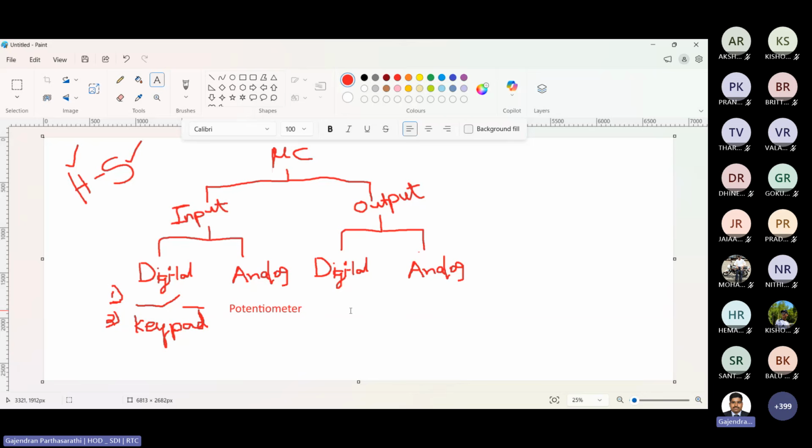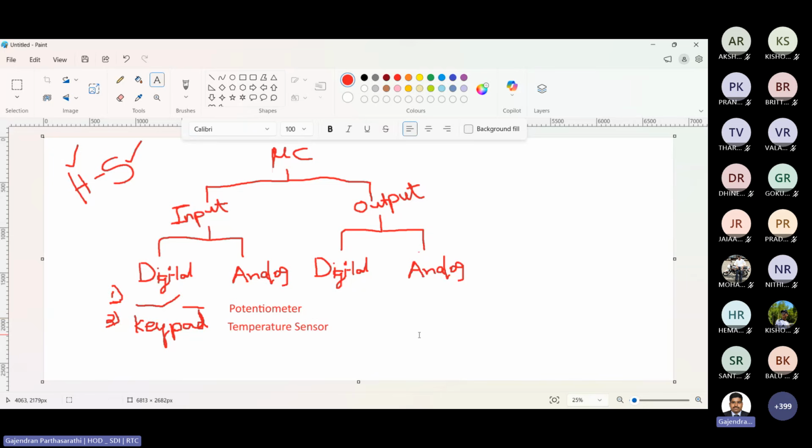A wall clock, ammeter, no. You are deviating a little from this. Don't worry, I will clarify that. For the time being, you keep potentiometer as a temperature sensor. Very good. Temperature sensor is an analog input. Then any other example for that one? Vernier caliper. You are deviating a little. You think only about electrical and electronic systems.